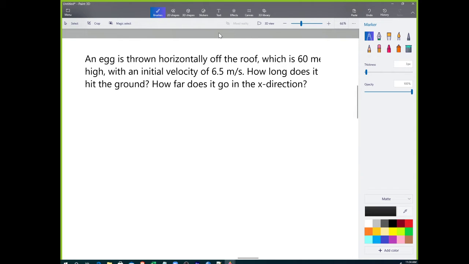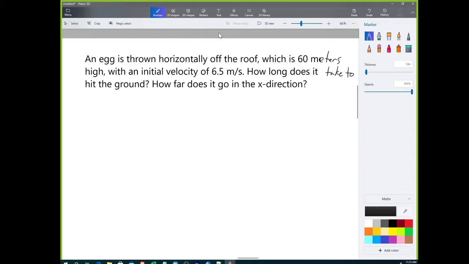This one looks like it should say meters. How long does it take to hit the ground? How far? Okay. All right, Rebecca, will you pick somebody to read? Justin.